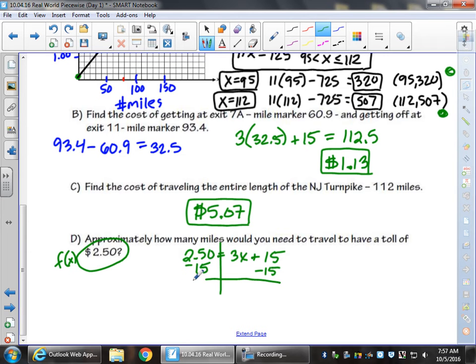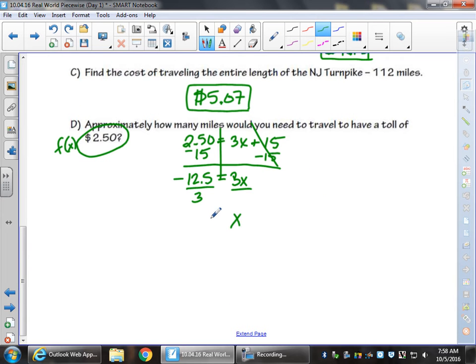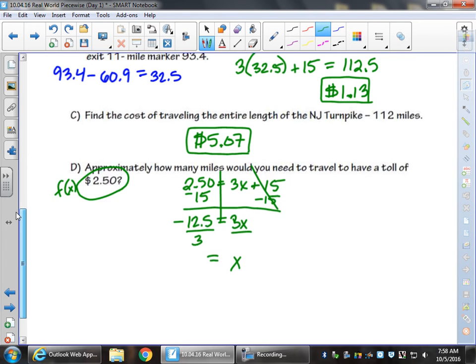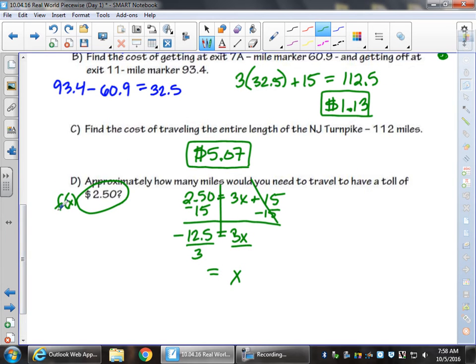Subtracting 15 from both sides, what do we have on the left? Equals? Good. Divide by 3. Something happened. Yeah, Marvin, what happened? Anybody else catch that? Doesn't make sense to be getting a negative answer, right? So what went wrong?